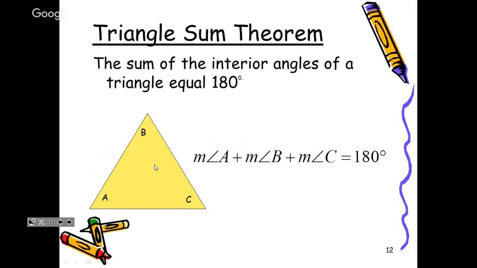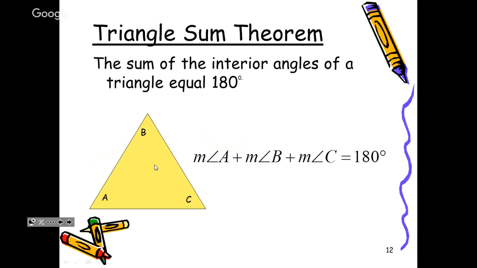All right, so the triangle sum theorem. This all leads up to a certain thing. Some of you guys may have seen this before. The sum of the interior angles of a triangle is always 180. They always add up to 180. It doesn't matter how big, small, obtuse, right, whatever. They always have to add up to 180. And since they add up to 180, we know certain things about it.